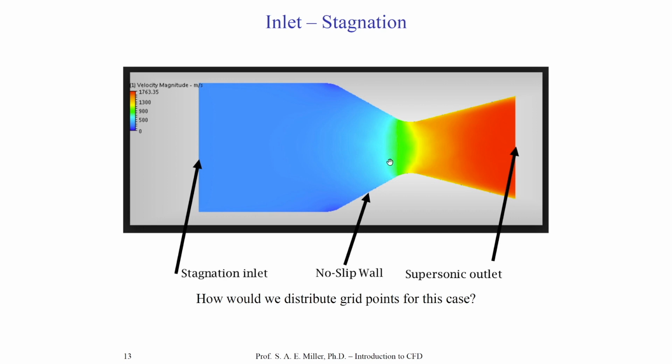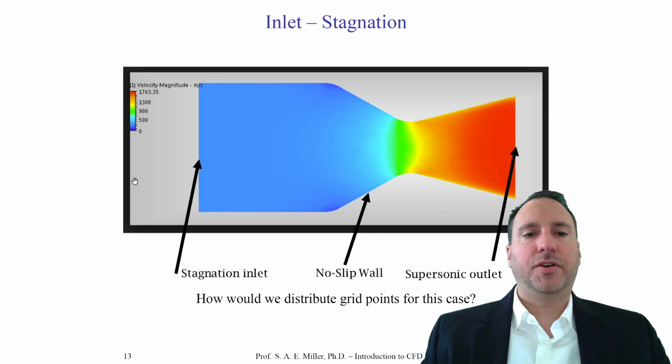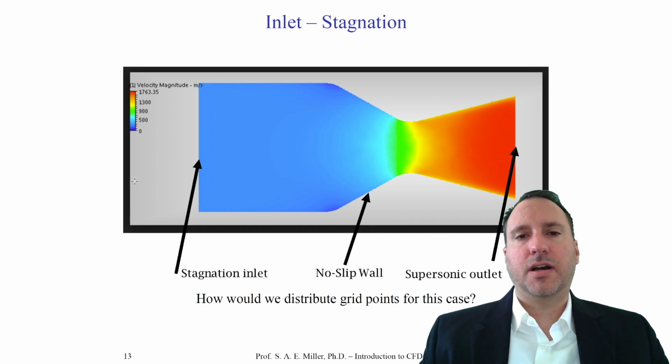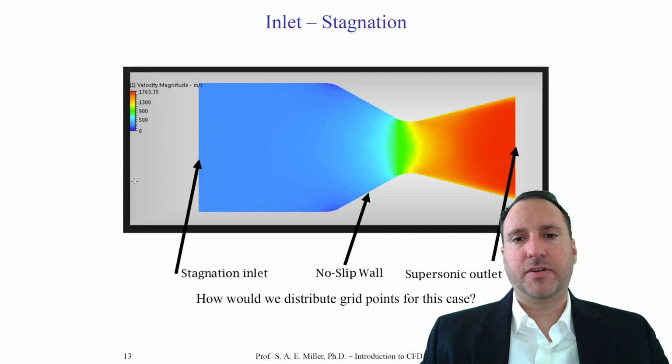We can do a simplified nozzle calculation. That's awesome. You might be wondering, and think back to our grid generation module: how would you distribute the computational grid within this particular nozzle?